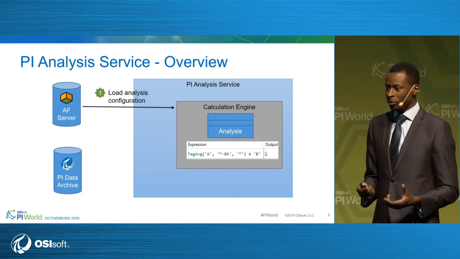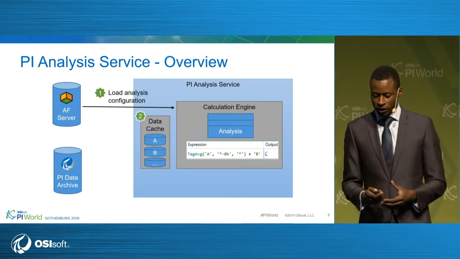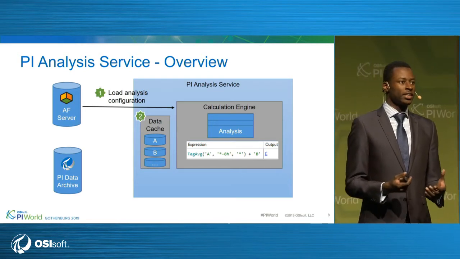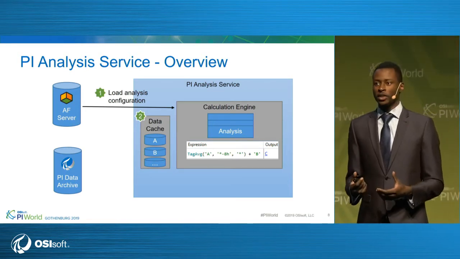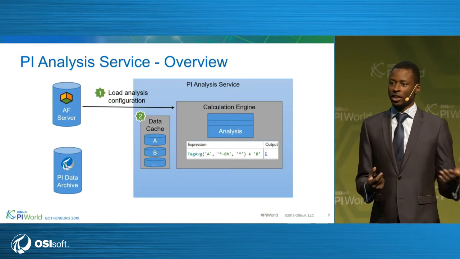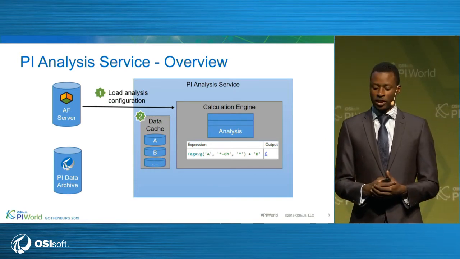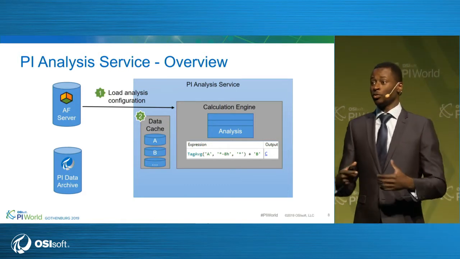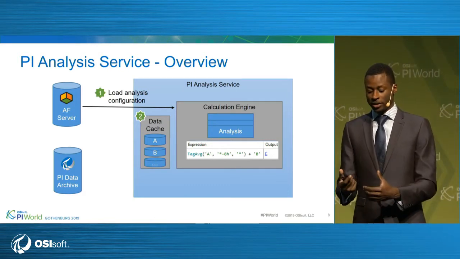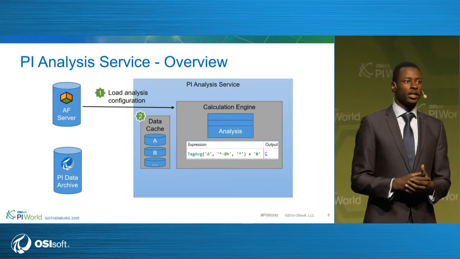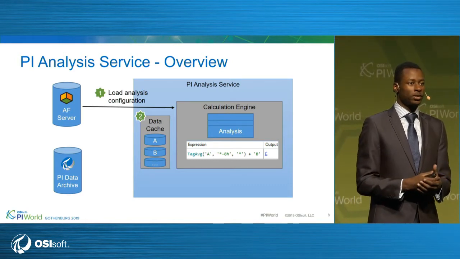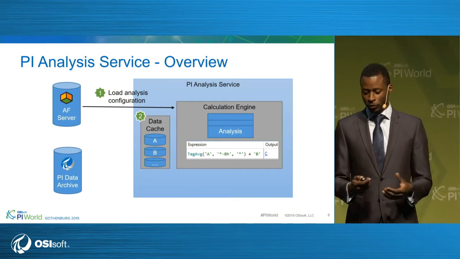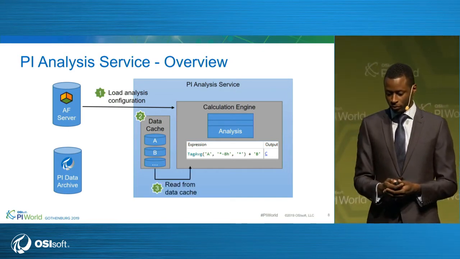Once it's defined those inputs and outputs for all of your calculations, it can then store that in a data cache, and this data cache is going to be continuously polling for data for the inputs directly from the PI Data Archive. So what this means is once this data cache is in memory, and once you then start up this analytic, you can go and get your data directly from that data cache rather than going ahead and querying the data archive. So this helps a lot with the performance.